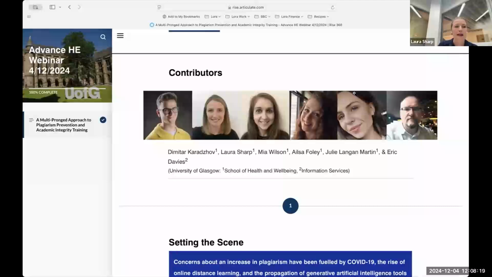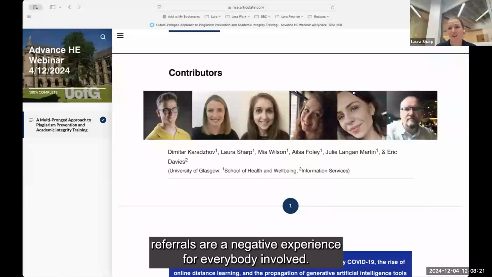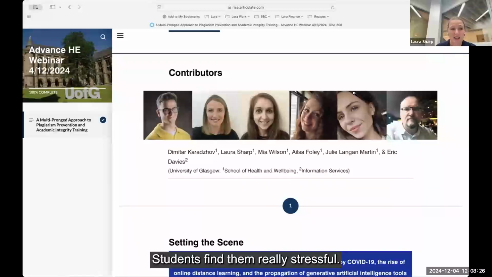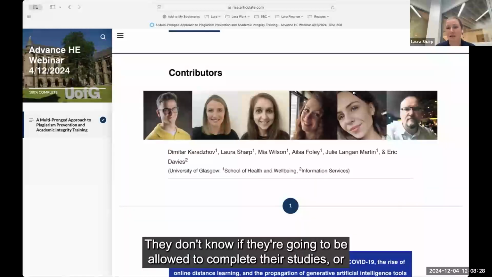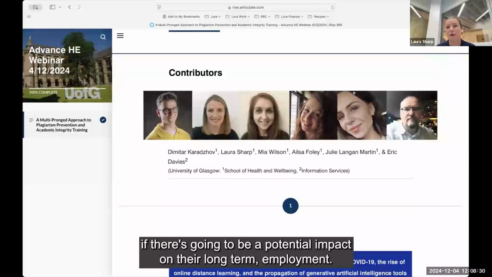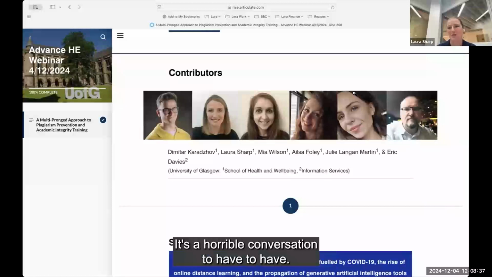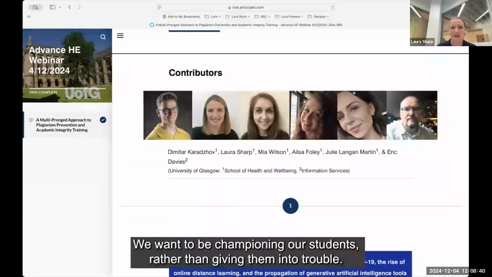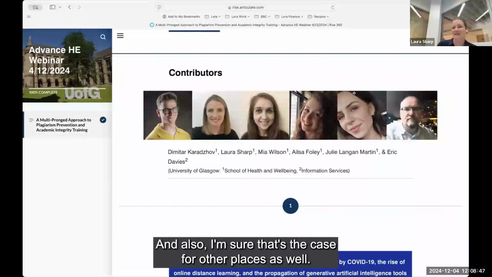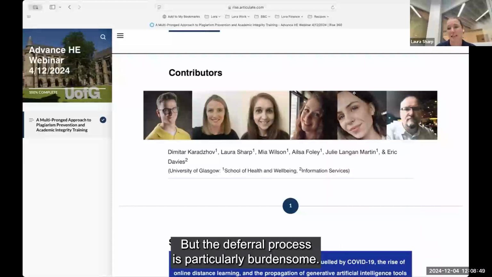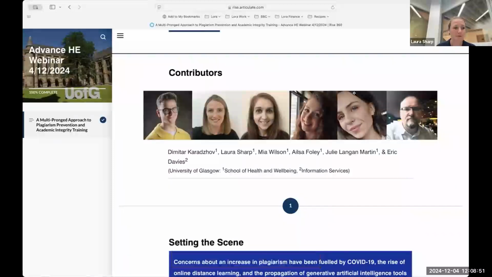I think we can all agree that plagiarism referrals are a negative experience for everybody involved. Students find them really stressful. They don't know if they're going to be allowed to complete their studies or if there's going to be a potential impact on their long-term employment. For staff, it's really uncomfortable. It's a horrible conversation to have. We want to be championing our students rather than getting them into trouble. And also, I'm sure it's the case for other places as well, but the referral process is particularly burdensome.